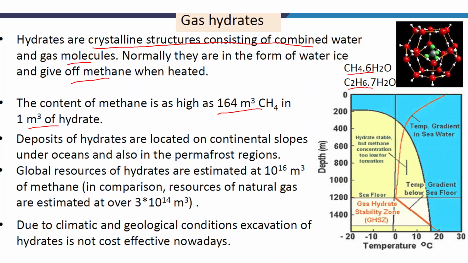So deposits of hydrates are located in continental slopes. They are basically present below the sea floor, where they are stable. Some amount is available above the sea floor also, but it is not in that much amount. So extracting it is basically not feasible. The global resources of hydrates are estimated at 10 to the power 16 meter cube of methane. Due to climatic and geological conditions, their extraction is still not cost effective. Extraction in a cost effective manner is still under development.